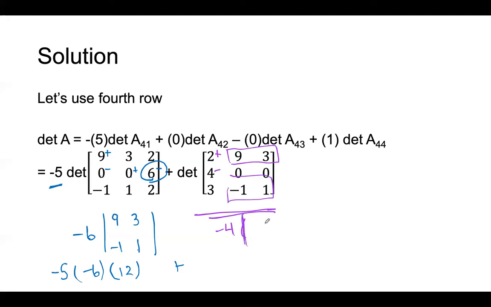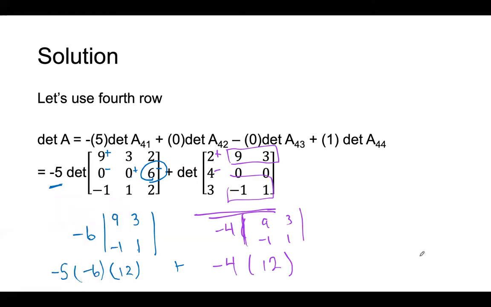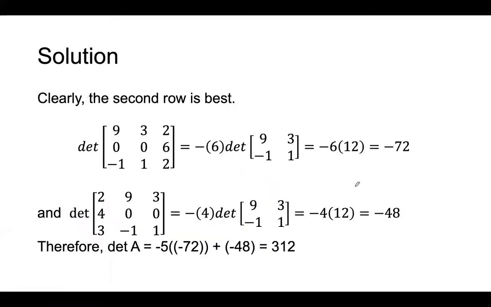So 9, 3, -1, 1. So this is -4 times same values that we got lucky there. And then we can compute this, which is done on the next slide. So the value here ends up being 312 once we plug it all in.